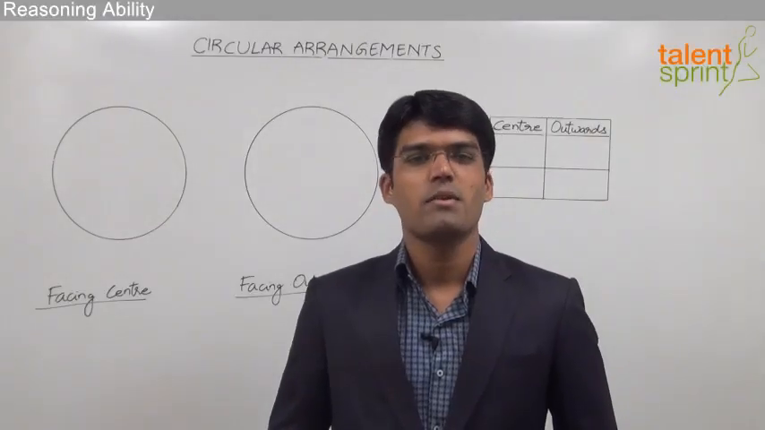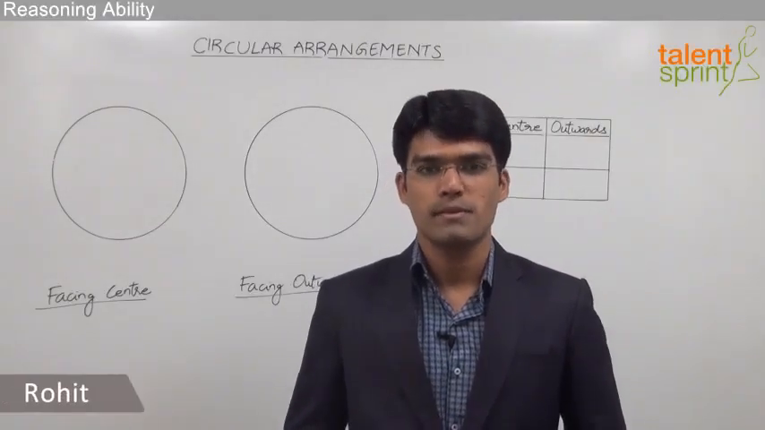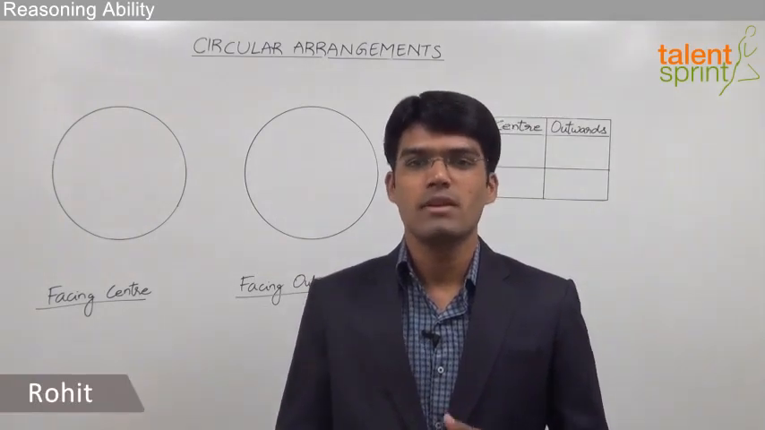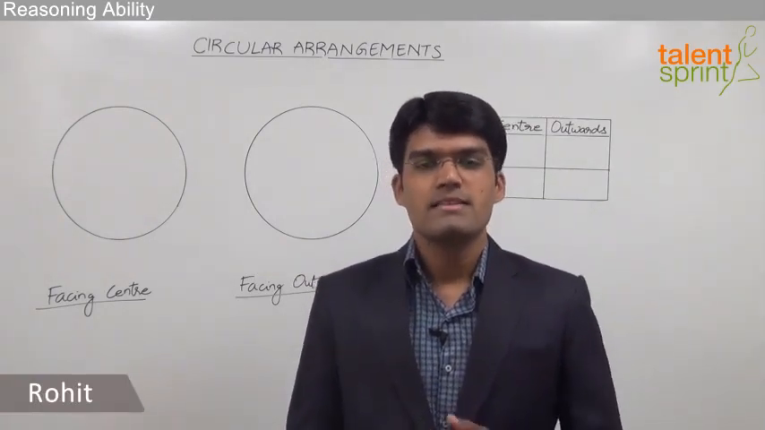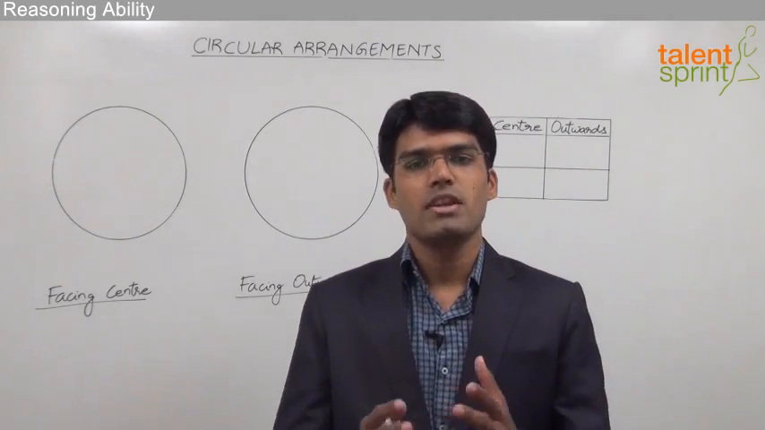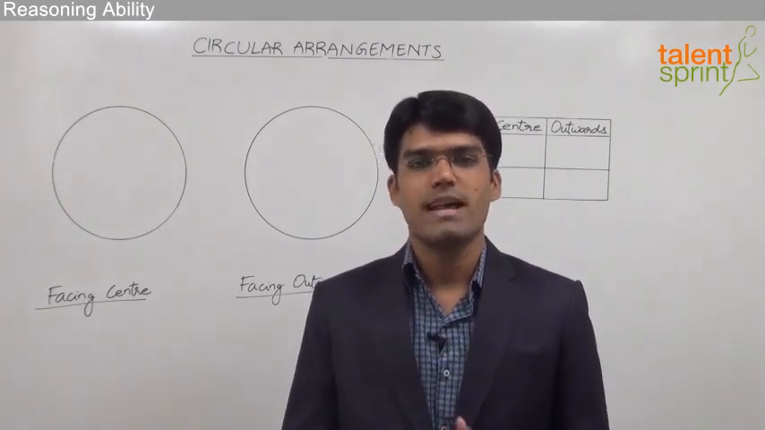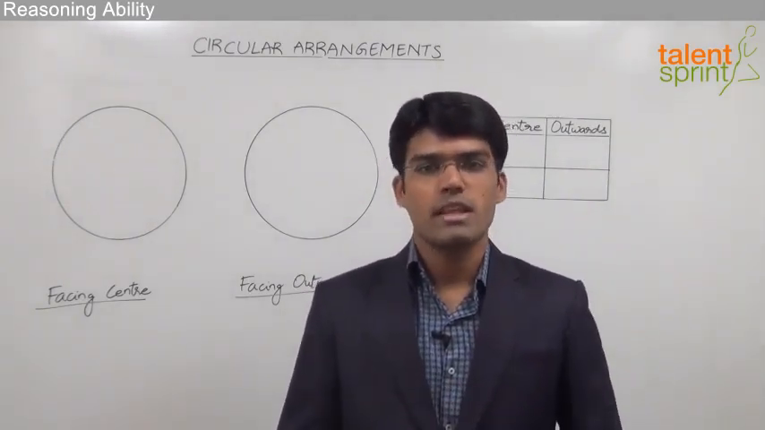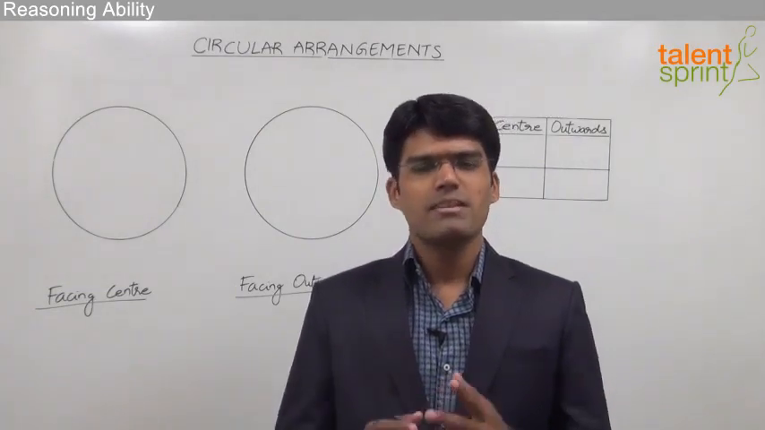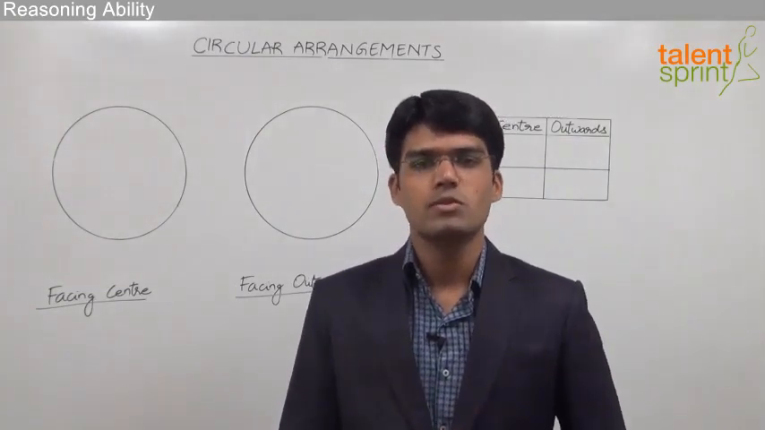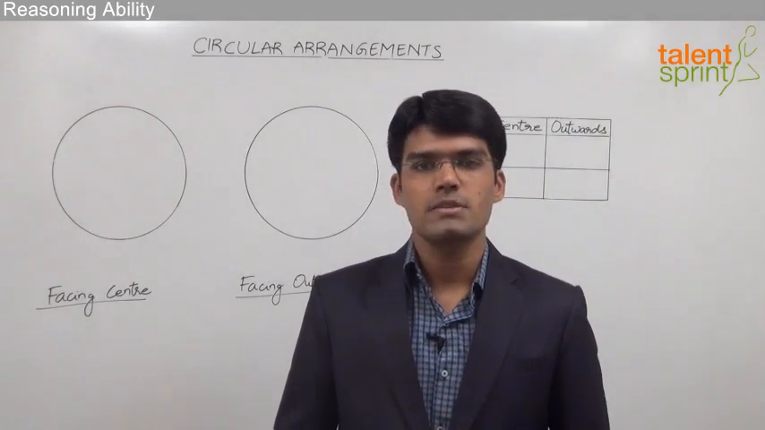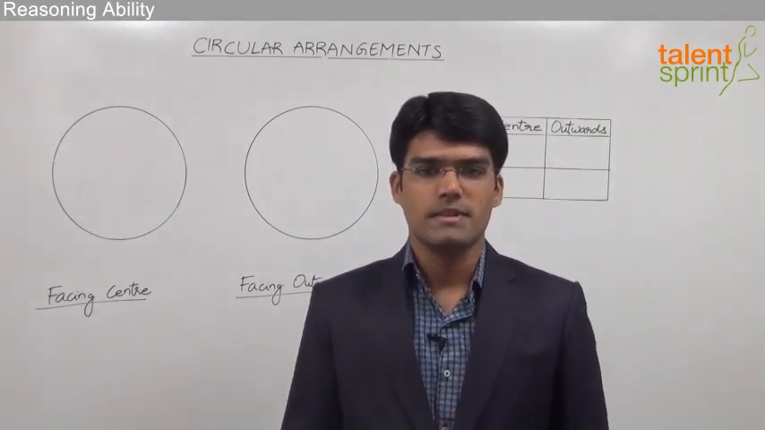In this session, we are going to discuss a very important topic from reasoning, that is circular arrangements. In circular arrangements, we need to arrange a group of 6 or 8 persons around a circular table based on the given information. Circular arrangements are generally classified into two types: simple circular arrangements and complex circular arrangements.